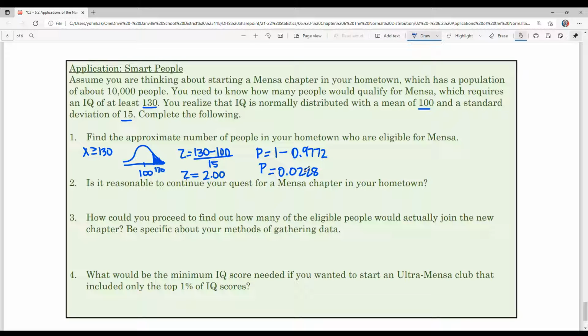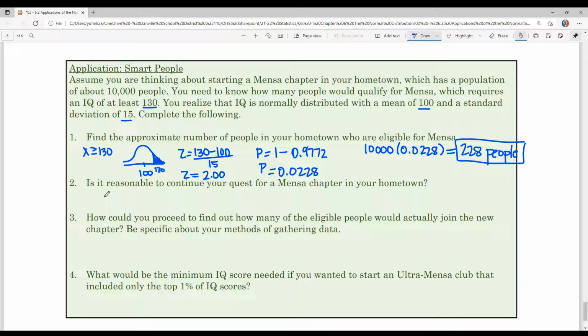So if I want to find the actual number of people, I can take how many people are in the town, which is 10,000, and multiply by the probability of being in Mensa, which is 0.0228. If I do this, I get 228 people. That's how many people would be in Mensa in my hometown.